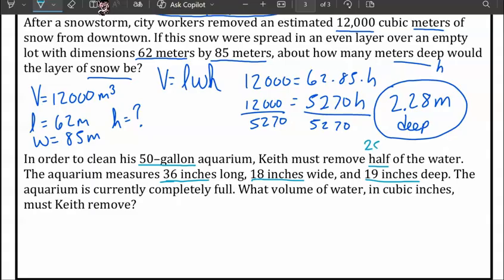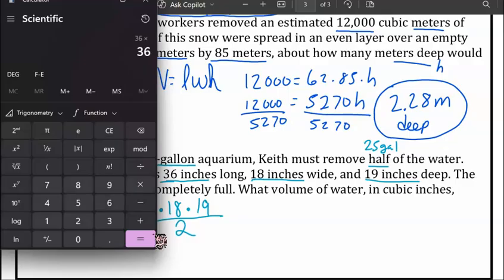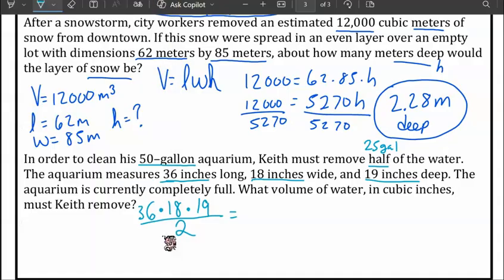So he's going to remove 25 gallons. And we want to know how many cubic inches that is. It says that the aquarium is completely full, so we'll find the volume using those three numbers. 36 times 18 times 19. And then if we're removing half of that, we're going to divide this answer by 2. So that'd be 1,156 cubic inches.